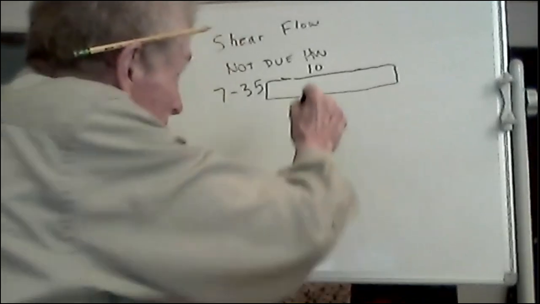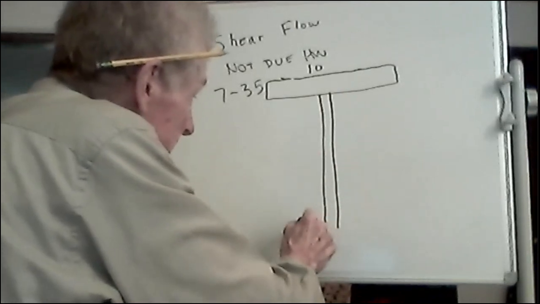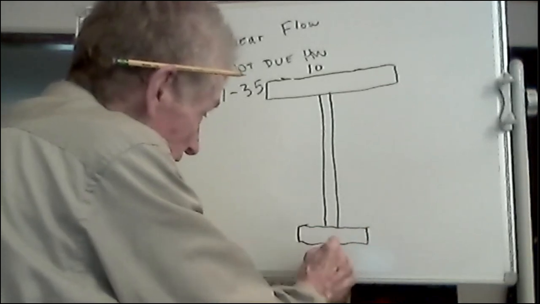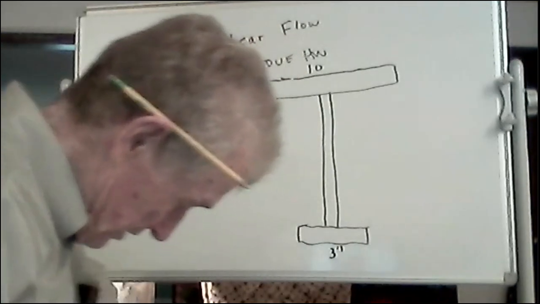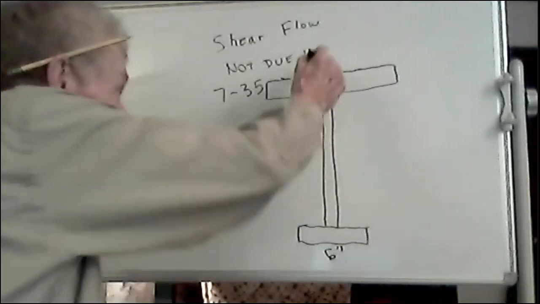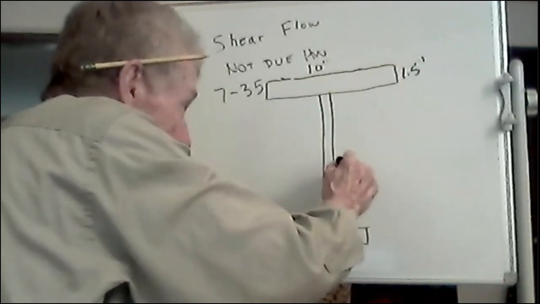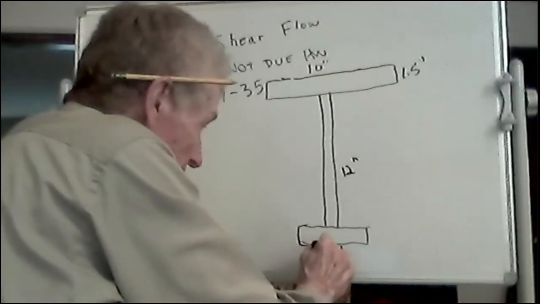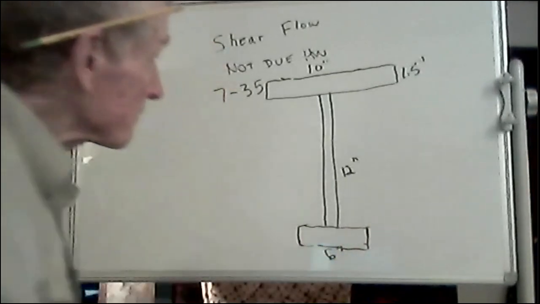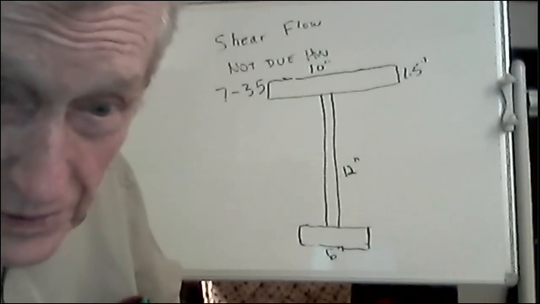Now the web is only 1 inch. It's a little thinner. And this bottom flange is only 3 inches, if I read that right. Let me see. No, it's 6 inches. This is 10 inches, 1.5 inches. This is 12 inches. Make this a little bit thicker, maybe. There we go. Well, that's not too terribly bad, but you're going to make it nice and neat with your rulers, right?